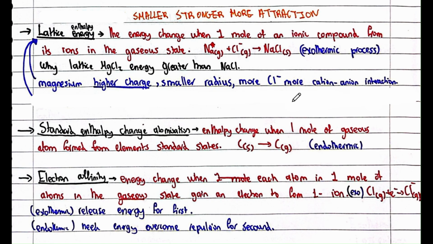So it depends on the size of the ions and the charge. If it has a higher charge, it's going to have more electrostatic attraction. And if it's a smaller ion, with a smaller radius, there's a stronger electrostatic force. So we're looking for a smaller cation and a smaller anion.